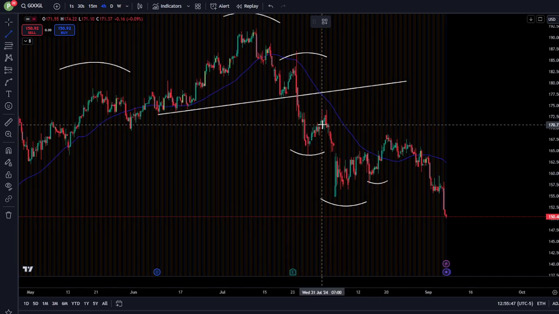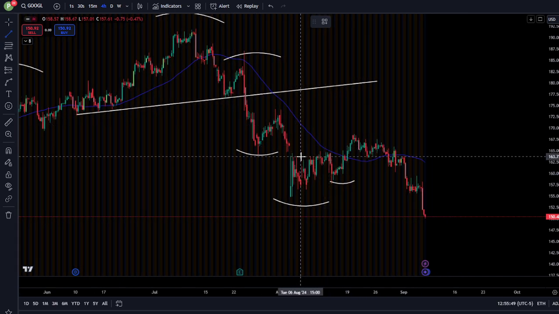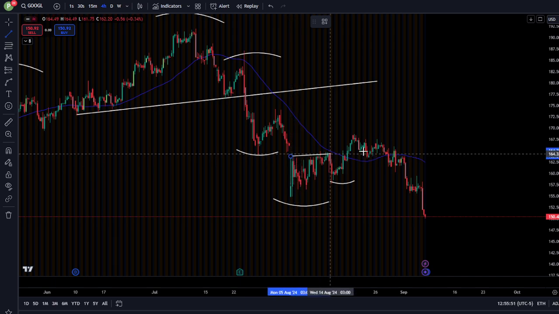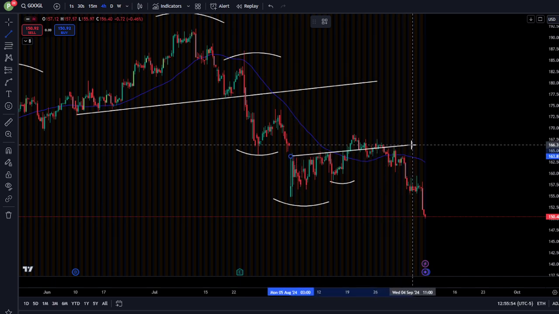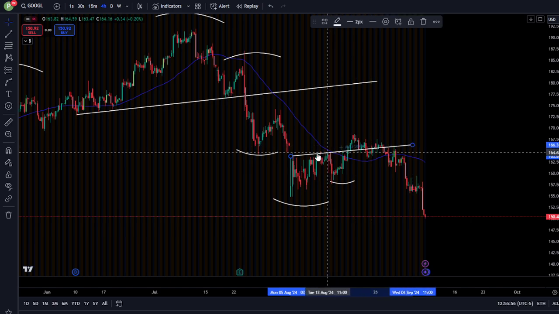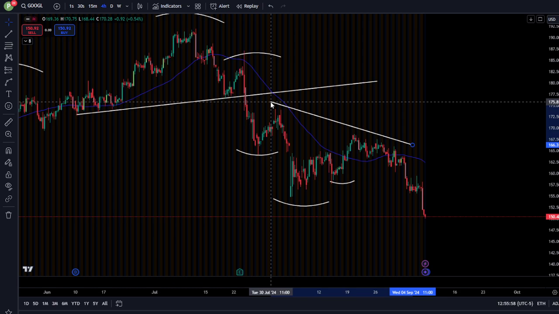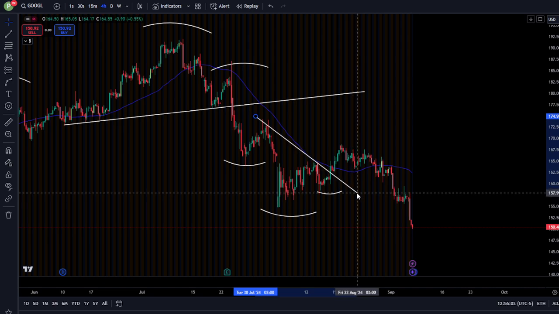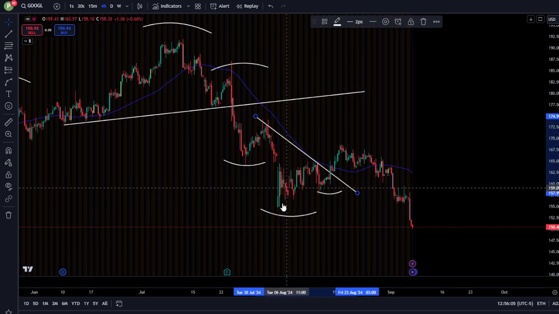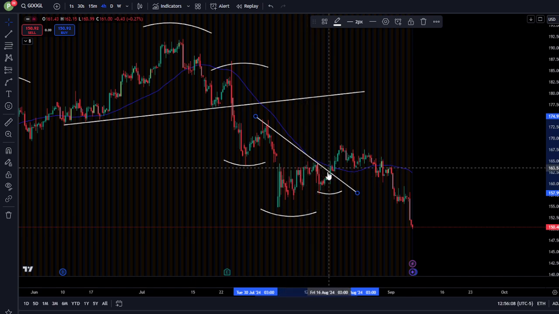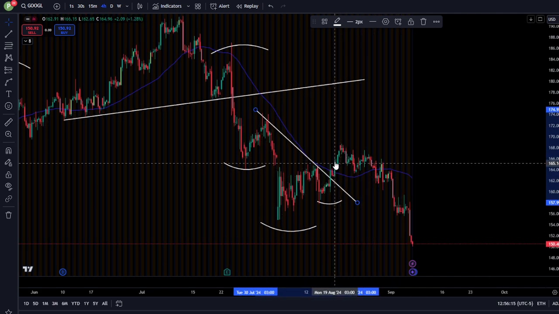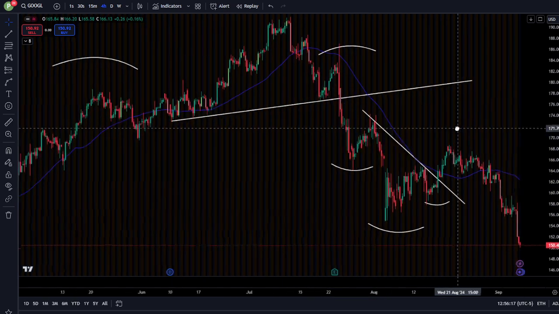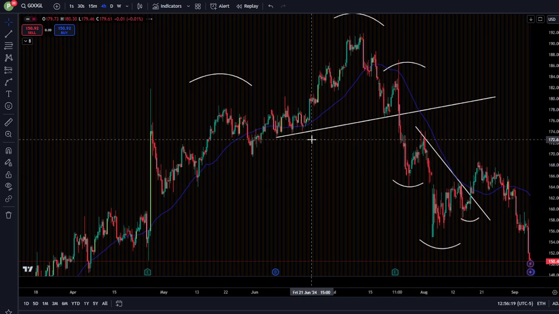There we go. Your neckline, you can go about your neckline two different ways. You can either consider this your neckline, which I wouldn't, but I can see why someone would make that mistake. But right here will be your neckline. Why? Because it's right before the head, which is down here, and right after the head, which is right here. So this will be your neckline. All right. And look what happens. You break out to the upside. Very, very simple.